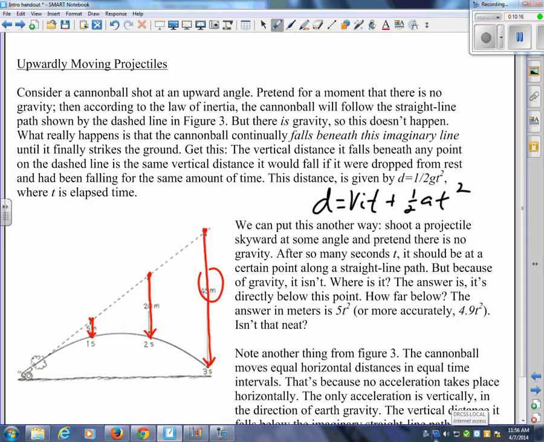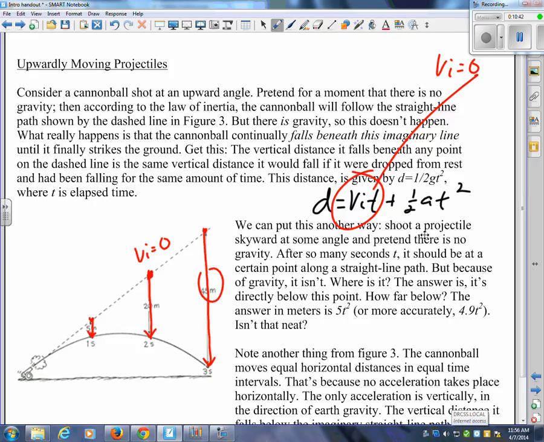How come the v_i t has disappeared? Because the vertical component is 0. If I were to drop it, the initial vertical component is 0, right? It doesn't matter that it has an initial horizontal component. The initial vertical component of velocity is 0 if I drop it. Okay?